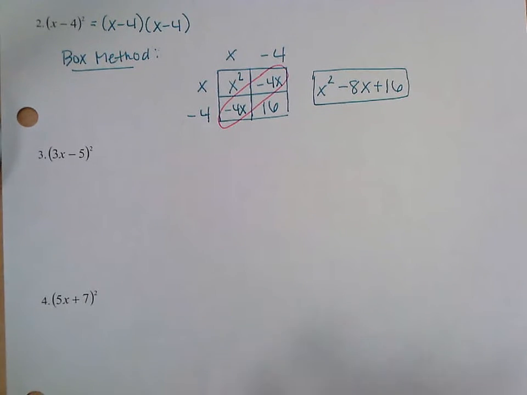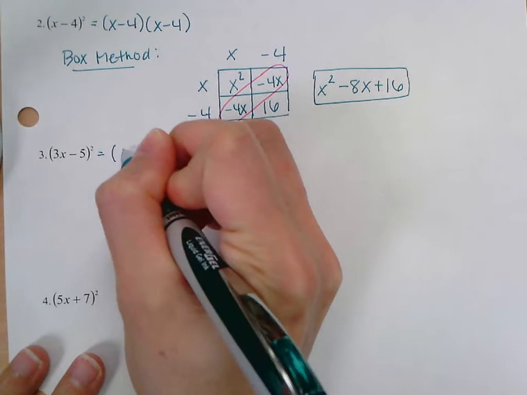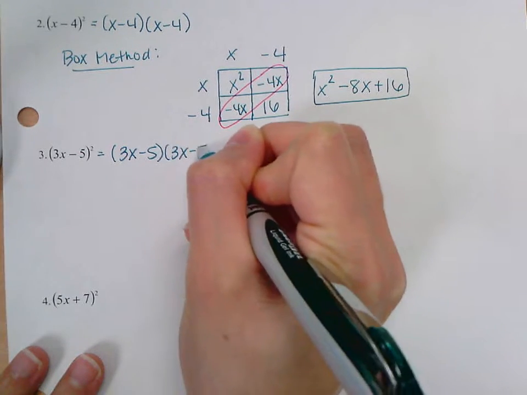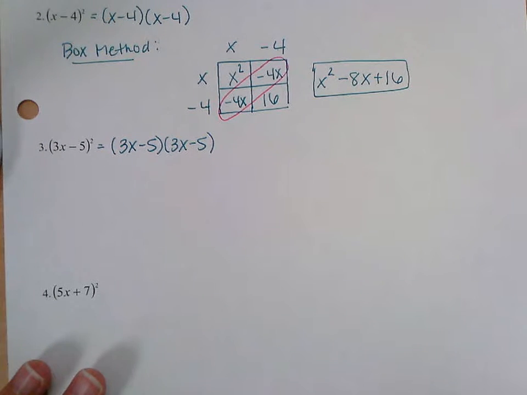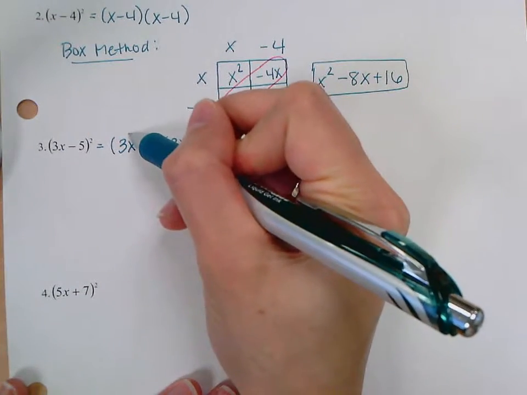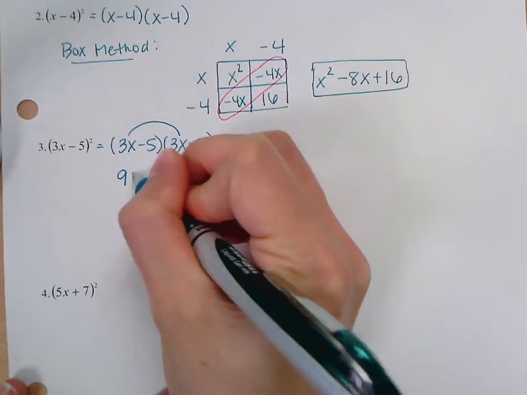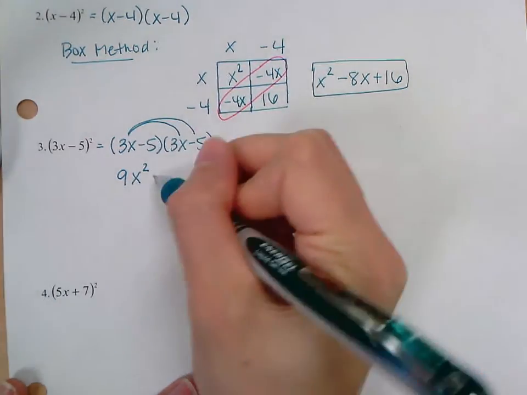Okay, let's just go through one more together. Number 3 is 3x minus 5 quantity squared. So rewrite it first: 3x minus 5 times 3x minus 5. You always have to rewrite it first. I'll show FOIL again for this one. So start out, multiply. What is 3x times 3x? 9x squared. 3x times negative 5.